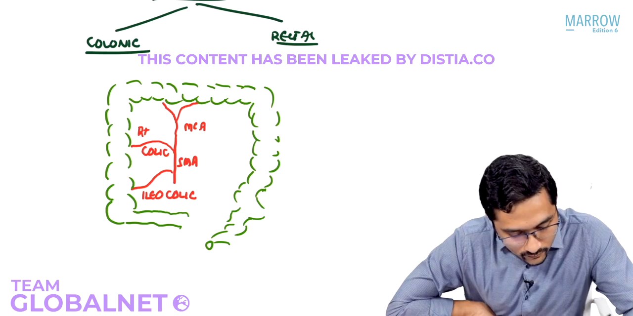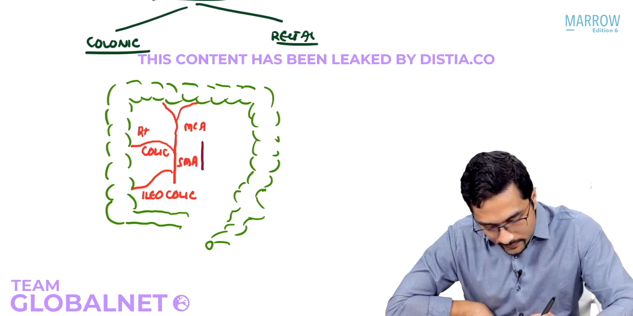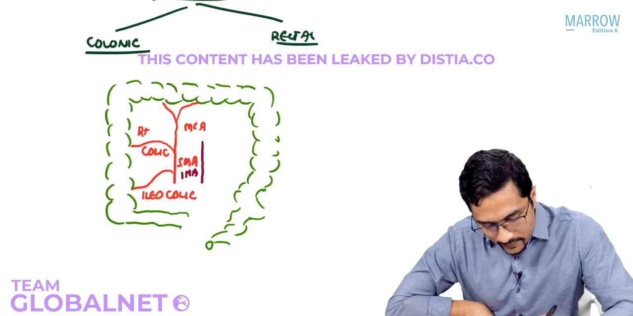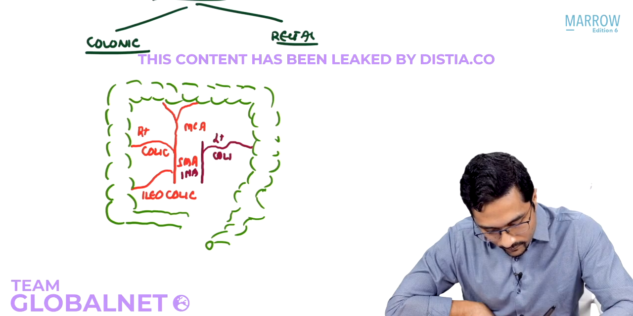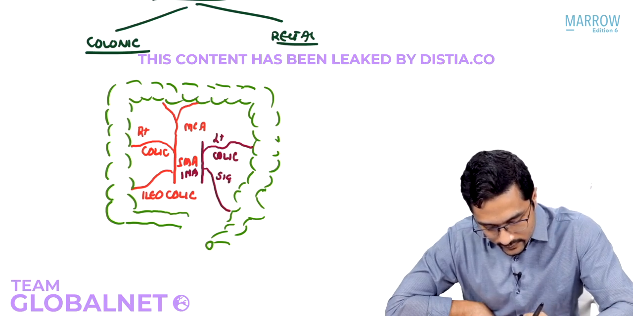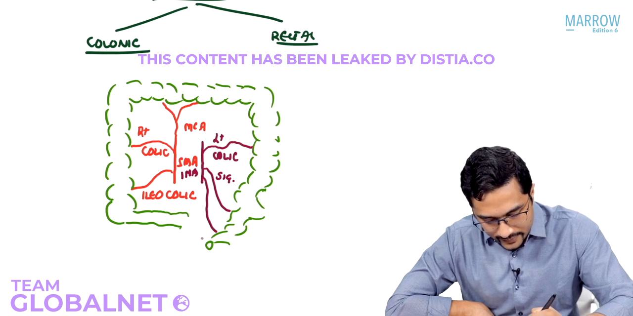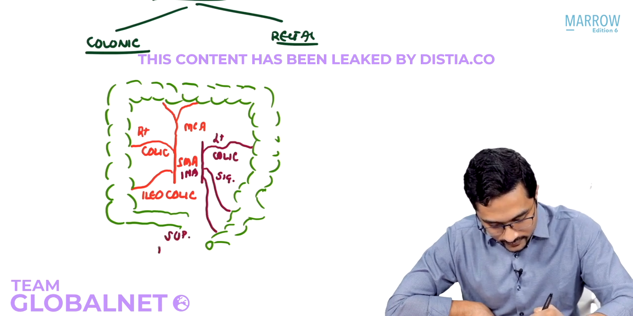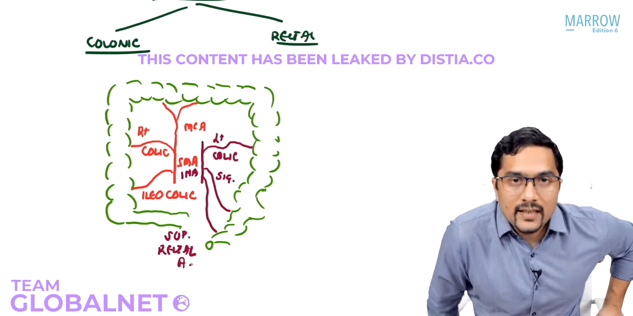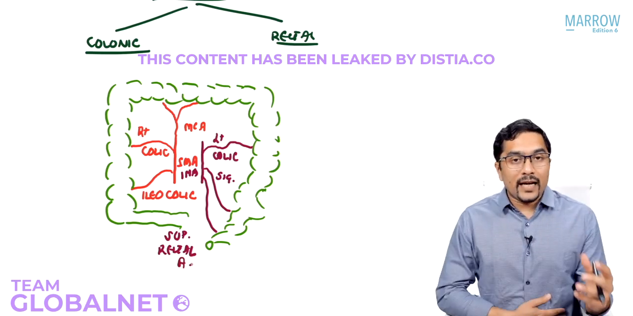Fine. You also have an inferior mesenteric artery. The brown one is the inferior mesenteric artery. It gives off a left colic branch, a branch to the sigmoid, and it gives off a superior rectal artery as well. So these are the various vessels which are supplying the colon.